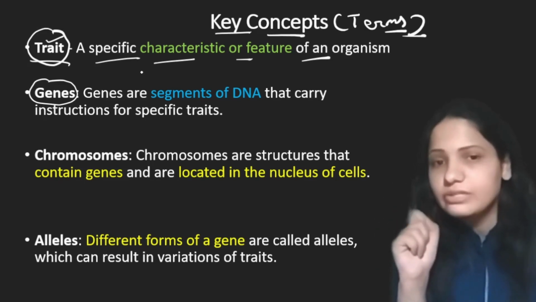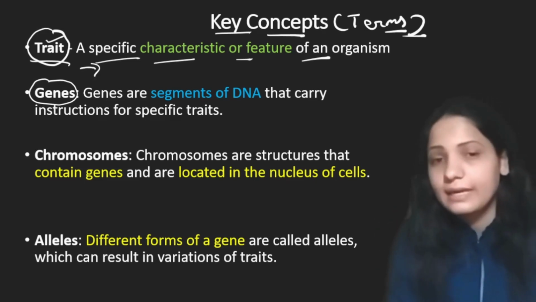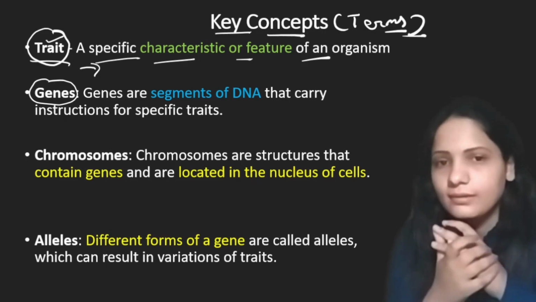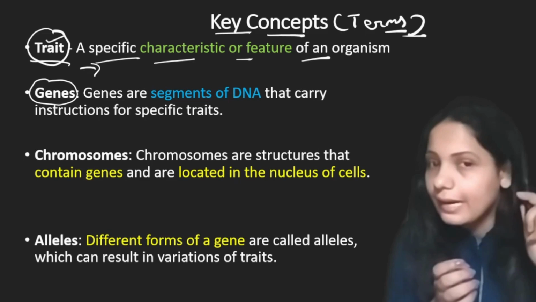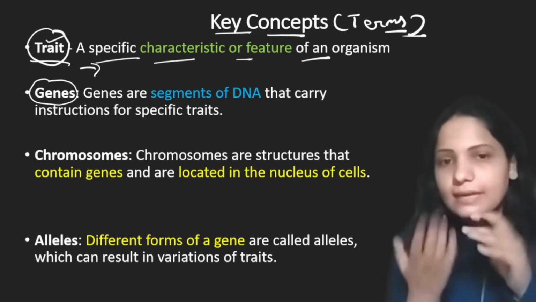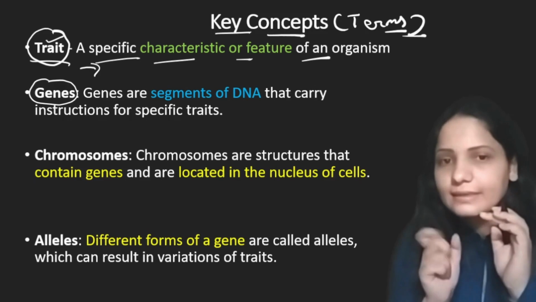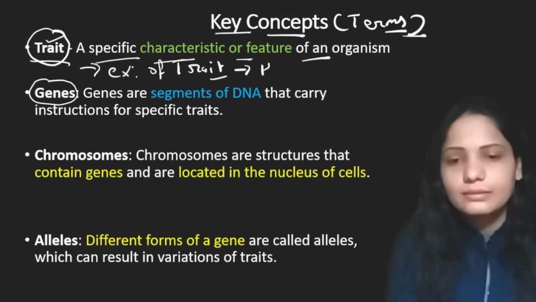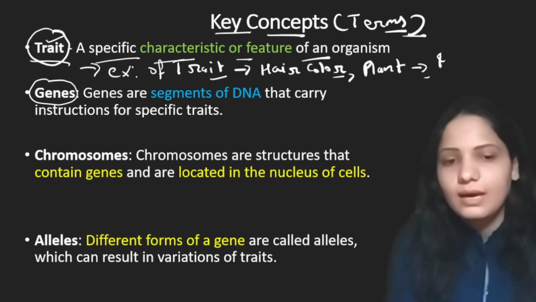So these are features. You know what a trait is? Trait is any feature of the organism. If I give you examples of traits, like our eye color, our hair color, our height, any other body appearance, that is considered a feature, a trait. Now we can write down here examples of trait. We can write down here hair color, and in the case of a plant, flower color.